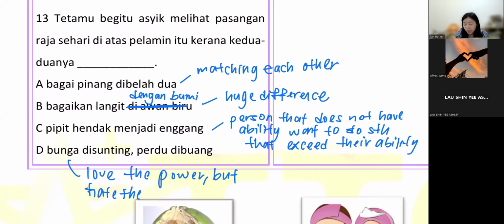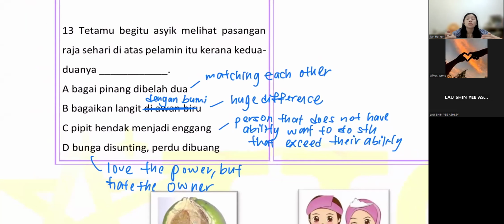So Ashley, try again. Which one is your answer? When you see pasangan pengantin, which is yes, correct. Bagai pinang dibelah dua. Okay, write down the meaning first if you don't tell me. Olive done. How about Ashley?